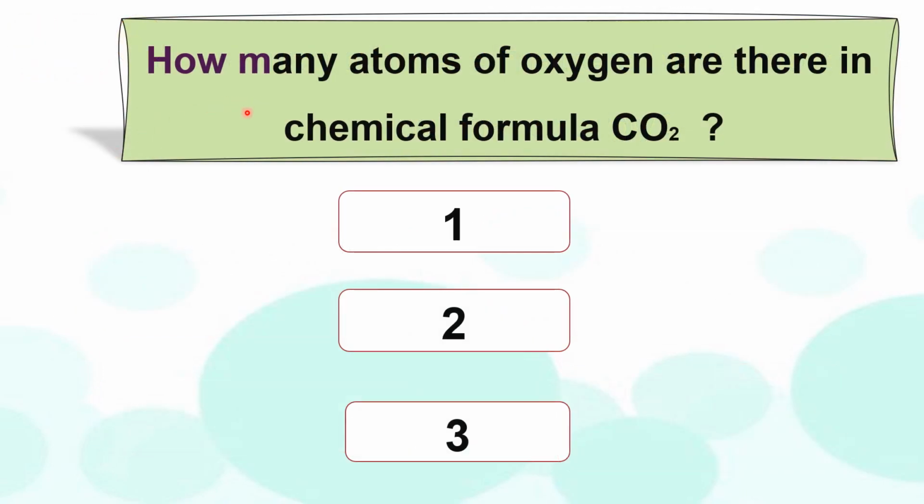How many atoms of oxygen are there in the chemical formula CO2? The answer is 2, because there is a 2 subscript next to O. But how many atoms of carbon? 1, but without writing 1 next to carbon.